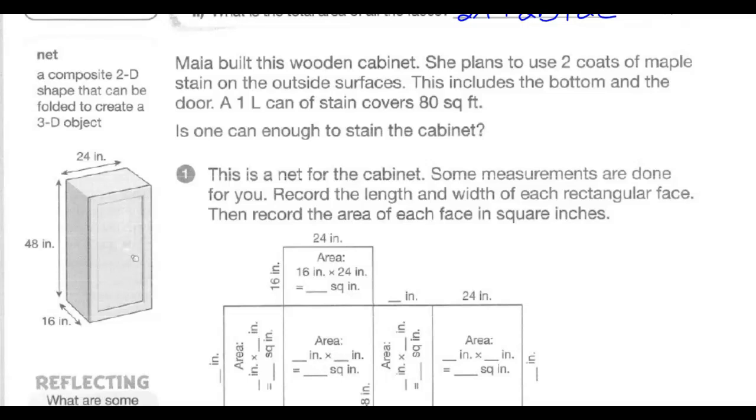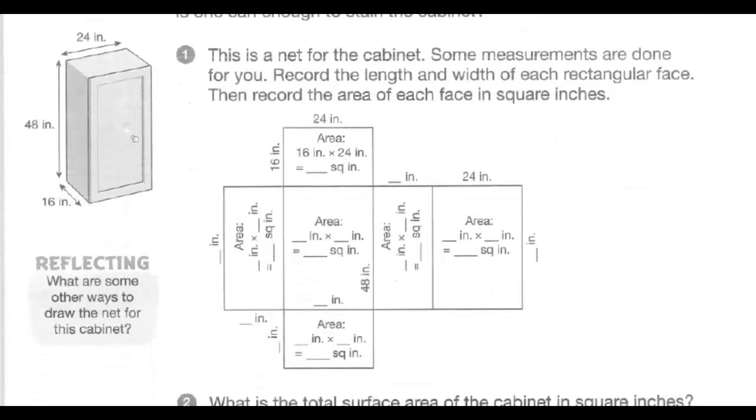Okay, so what's nice here is they've given you the net. It looks really complicated because they put in the equations and blanks where you can fill it in. So some measurements are done for you. Record the length and width of each rectangular face, then record the area of each face in square inches. Let me just scroll down so you can see the whole thing. So you can see here they've given this 16 by 24. So that's like the bottom here, 16 because this is 24, and this is 16, right?